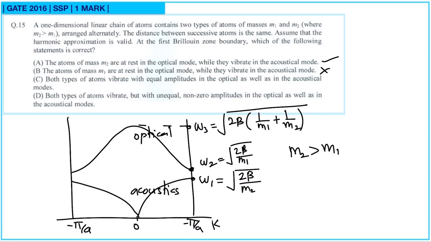Next, both types of atoms vibrate with equal amplitudes in the optical as well as acoustical modes. This is not the case because here m1 is vibrating, here m2 is vibrating. Both types of atoms but with unequal non-zero amplitudes in the optical as well as acoustical modes. Now the lighter mass will have greater amplitude and the heavier mass will have lesser amplitude. So this is also not true. So option A is correct. Next question.